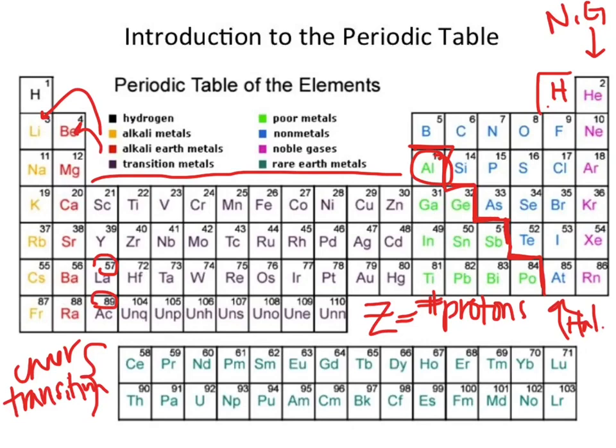Yes. Halogens is your group 17. And then your noble gases is the last column.